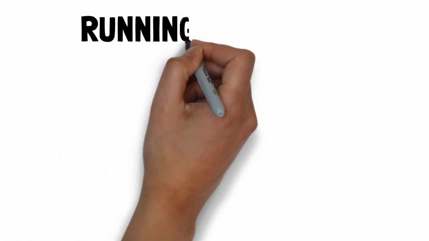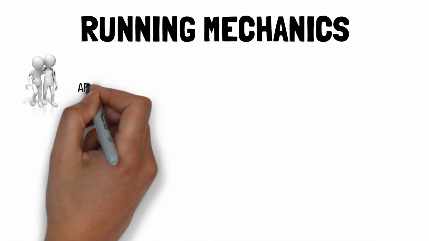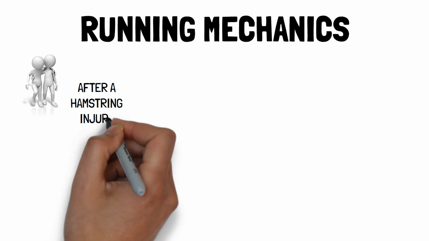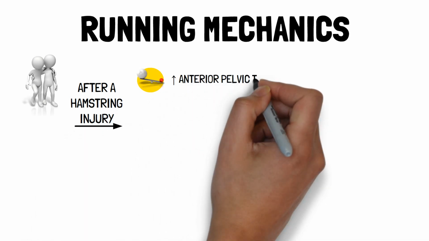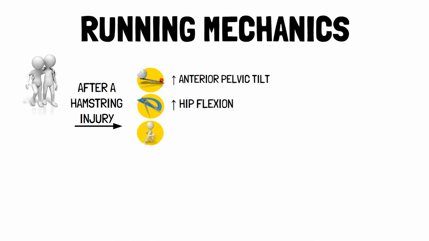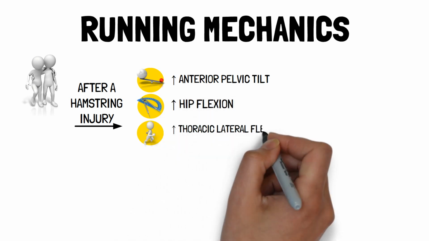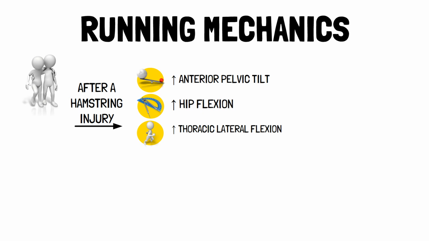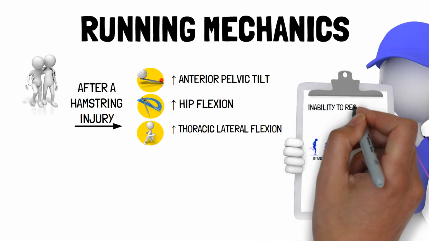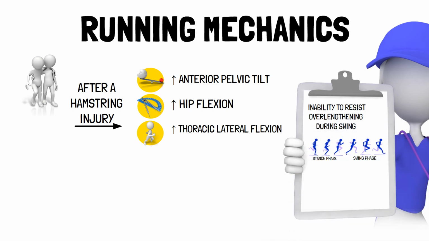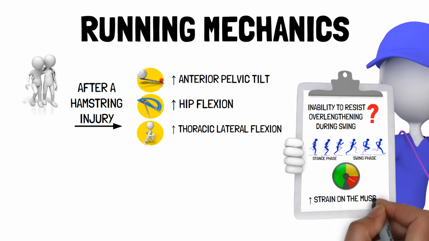Regarding running mechanics, athletes who have experienced a hamstring injury typically demonstrate increased anterior pelvic tilt, greater hip flexion, and greater thoracic lateral flexion in comparison to athletes who haven't experienced a hamstring injury. These changes in kinematics, which occur during the late swing phase of the gait cycle, could indicate an inability to resist over-lengthening, placing the hamstrings in a longer position during running, and therefore increasing strain.